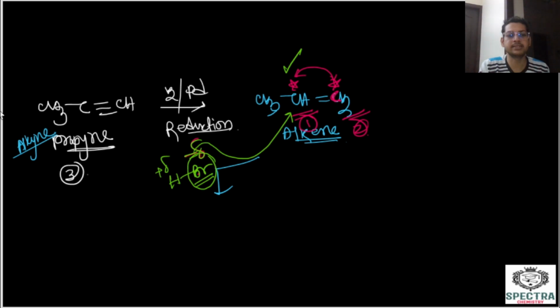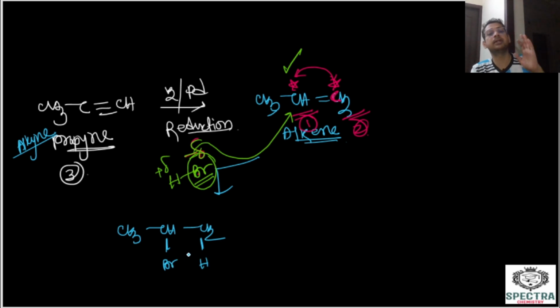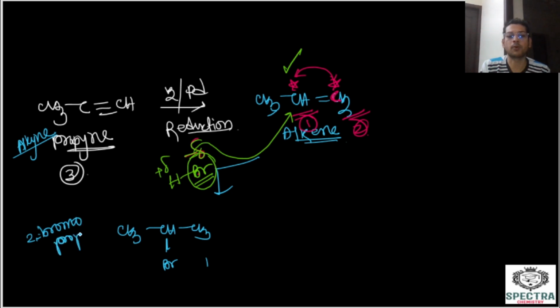If this is the case, then I will get the product like this. I will open up the bond. This bond is open and this bond is open. I will add bromine here. I will add hydrogen here. Already these things have been discussed in detail. I hope you know. If you are not, please let me know. Then I can write it like CH3, CH, Br, CH3. Sir, what is the name of this? 2-bromopropane. Sir, what you have done? I have done Markovnikov rule.